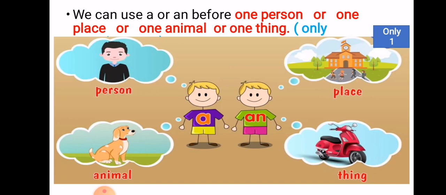But we have a very important note. We need to use them before the singular nouns. What's the meaning of singular? Singular means only one. So, we can use a or even an before only one person or only one place or only one animal or only one thing.